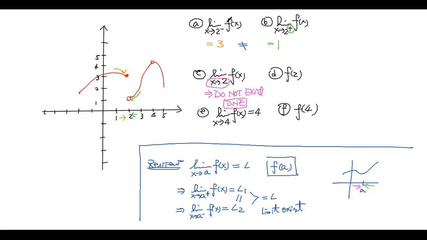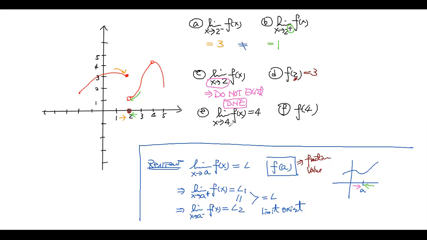Okay, so now the next thing we talk about is f(2). f(2), like we talked about, is a function value, right? That means when x equals 2, what is your function value? Here x equals 2 is here, and there's a solid dot. So I know my function value here is equal to 3, correct? That's what function value means.